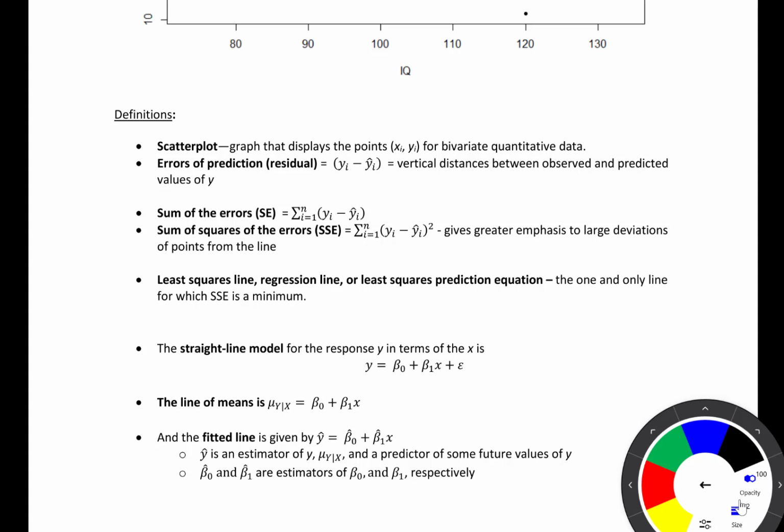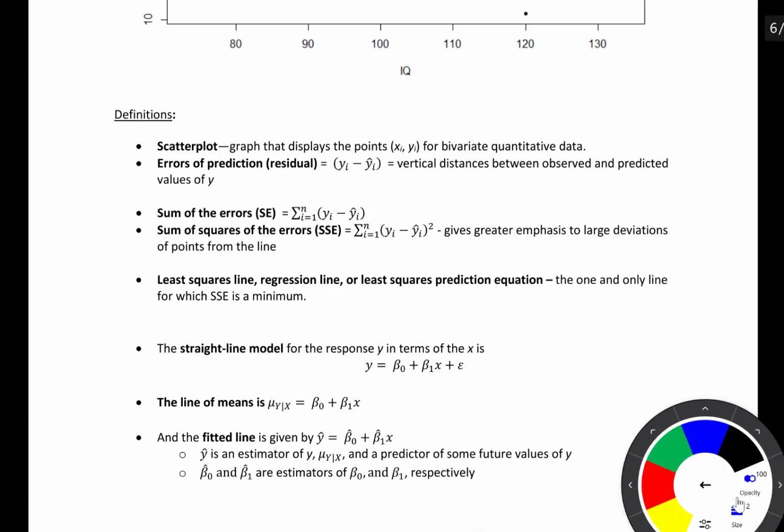So down here at the bottom, we've got several definitions that relate back to the scatter plot as well as our linear regression model. So the scatter plot, that is the graph that you see up above. The errors in prediction are the difference between the observed y values that we see and the y values that are predicted based off of our model that we fit.